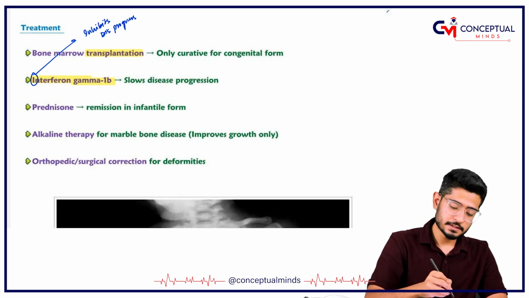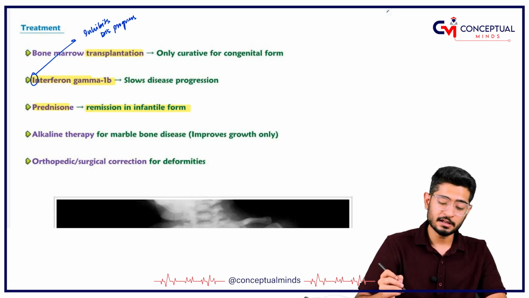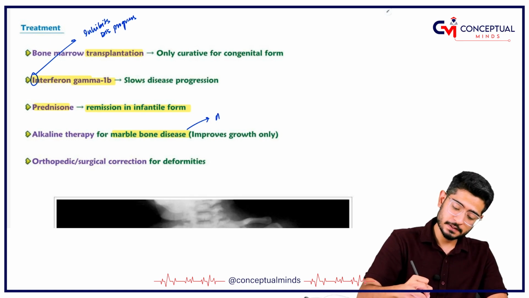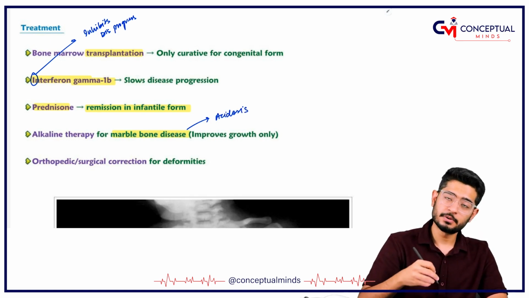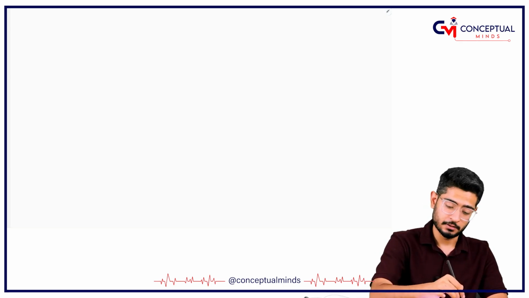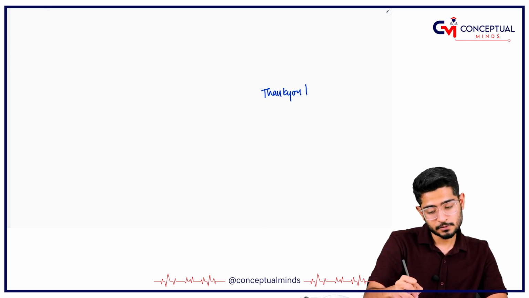After that, prednisone is given. Yes, prednisone is going to prevent the remission. Okay, prevent the remission. And since marble bone disease is renal tubular acidosis, we give the alkaline therapy in these cases. And if the deformities are very much, then orthopedic and surgical corrections can be done. Okay, so this is a small topic that is called pediatric osteopetrosis.